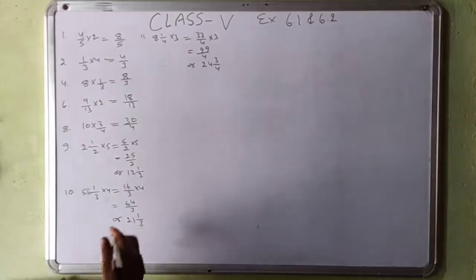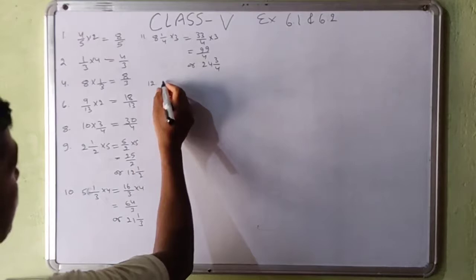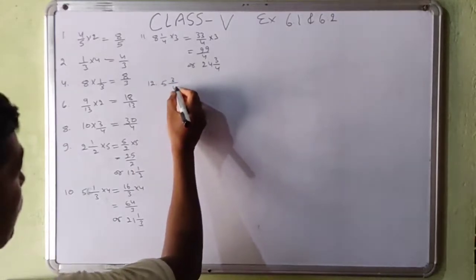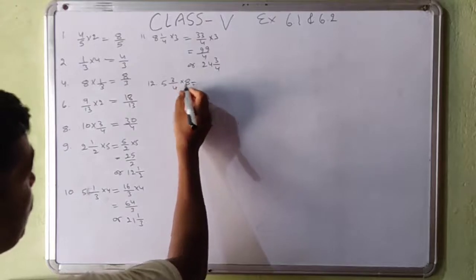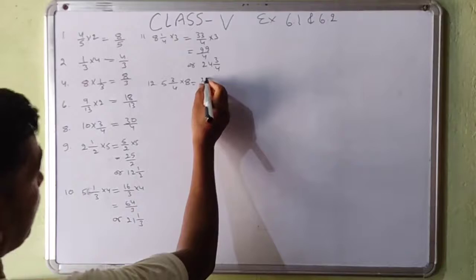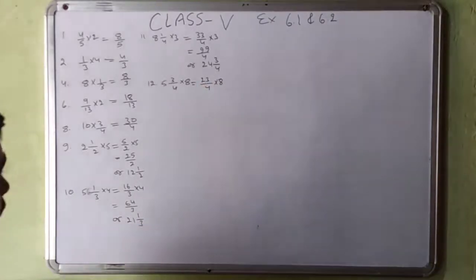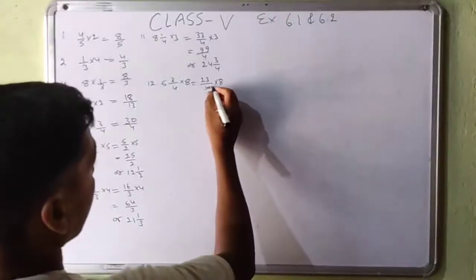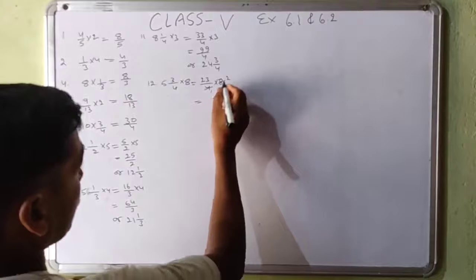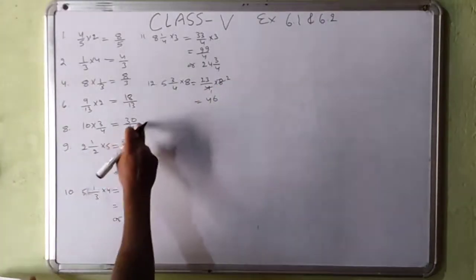12th question, 5 whole 3 upon 4 multiplied by 8. So 4 5s are 20 and 3, 23 upon 4 multiplied by 8. Or you can reduce also, 4 1s are 4, 4 2s are 8. So 2 23s are 46, 2 2s are 4. Or you can reduce here also.